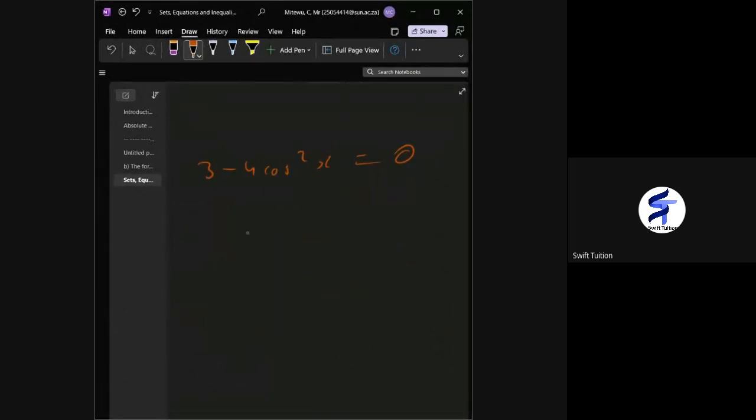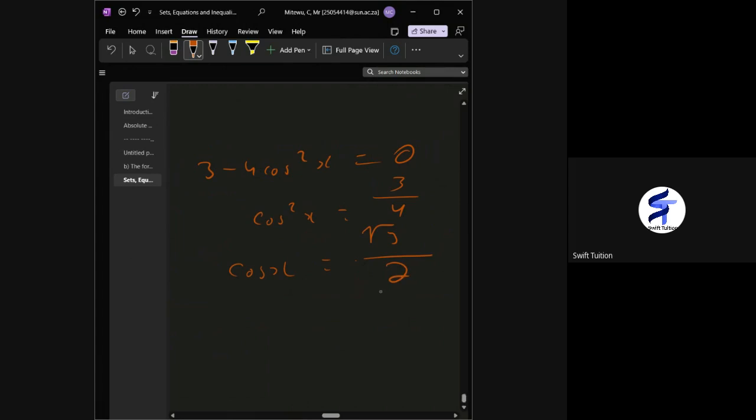Well, I'm going to say cosine x is going to be equal to, let me think, -3, but I'm going to divide by -4. So it's just going to be 3 over 4, but I need to know what cosine of x is. So cosine of x is going to be equal to √3. Let me think. Yeah, √3 over 2, right?